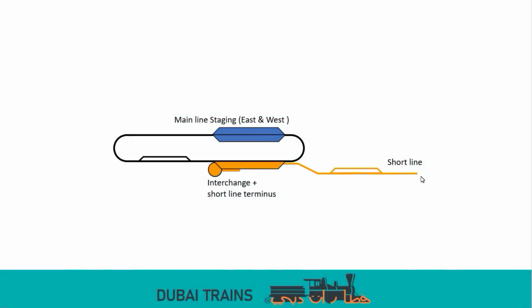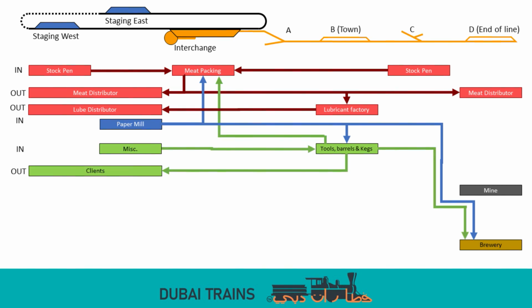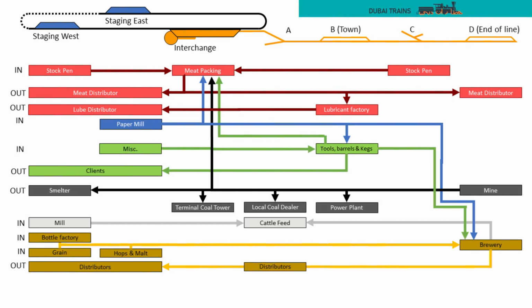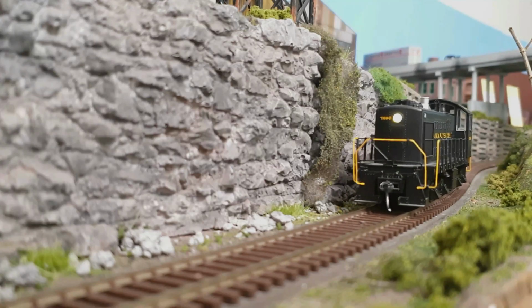In this video, we're going to populate this simple layout with a lot of traffic. We're going to go through the industries and what types of goods might get involved, and we quantify the traffic. Let's get started.